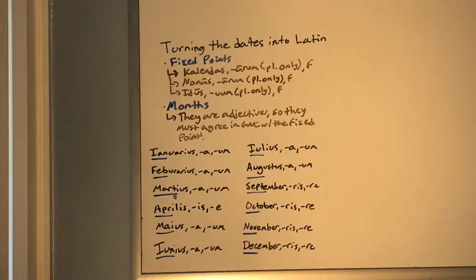So here are the months, and I'll run through them real quick. January is Januarius, February is Februarius, March is Martius, April is Aprilis, May is Maius, June is Junius, July is Julius, August is Augustus, September is September, Septembris, Septembre, October is October, Octobris, Octobre, November is November, Novembris, Novembre, and December is December, Decembris, Decembre.